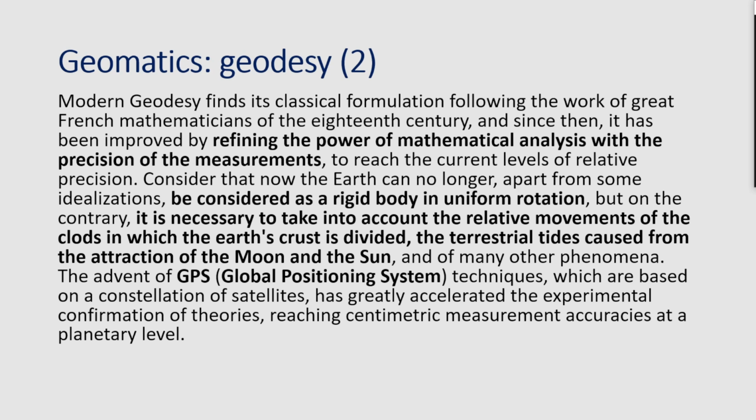Modern geodesy finds its classical formulation following the work of great French mathematicians of the 18th century, and since then it has been improved by refining the power of mathematical analysis with the precision of the measurements to reach the current levels of relative precision. Consider that now the Earth can no longer, apart from some idealizations, be considered as a rigid body in uniform rotation, but on the contrary, it is necessary to take into account the relative movements of the clods in which the Earth's crust is divided, the terrestrial tides caused by the attraction of the Moon and the Sun, and many other phenomena.